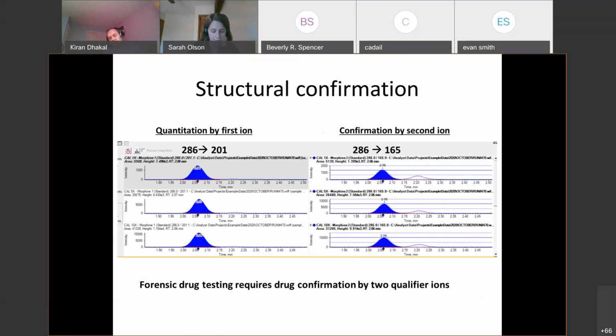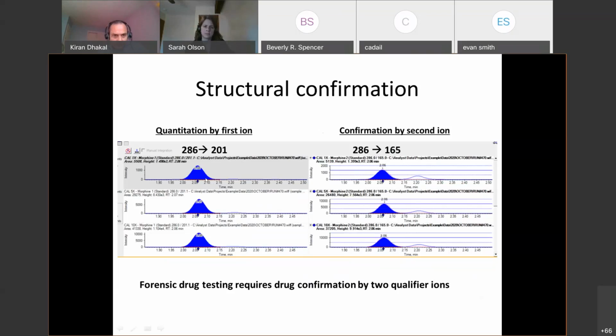So how do we make the structural confirmation in the mass spectrometry analysis? We have at least two transitions analyzed in the mass spectrometry. Again, we have the parent molecule. We can fragment it into so many fragments. So we basically take two fragments. The first fragment we quantify, and the second fragment we compare with the first.